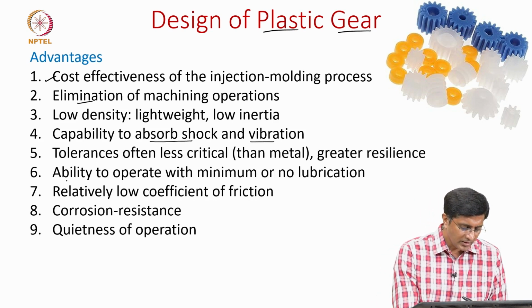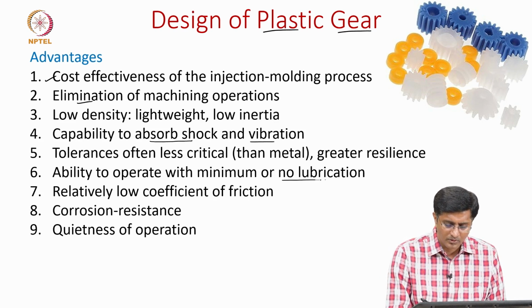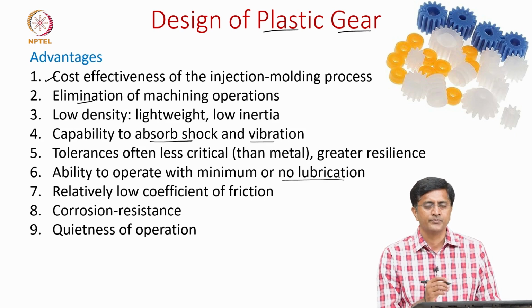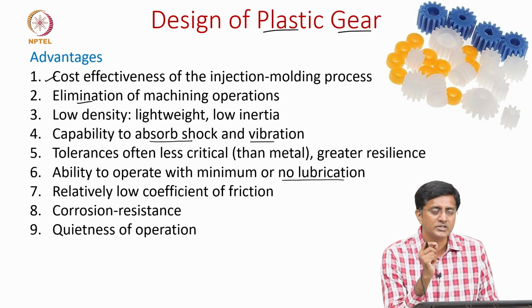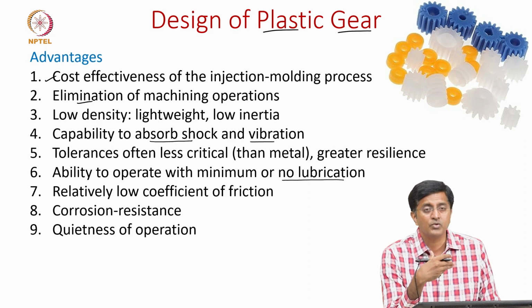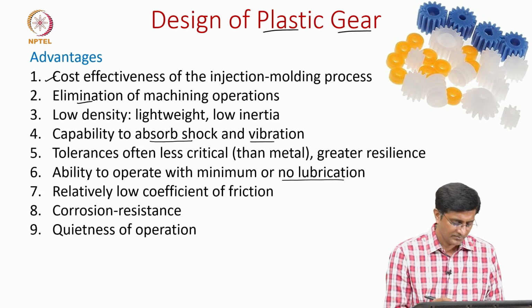We are also looking at the ability to operate with no or minimum lubrication. Because the coefficient of friction with polymers is much less, they have better tribological properties compared to metals. So, if we are applying it in low speed applications, maybe we can get away even without lubrication, but once we are looking at high rotation speeds, that is when lubrication is a must.